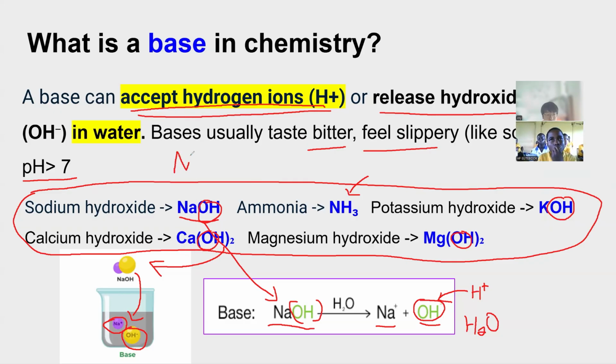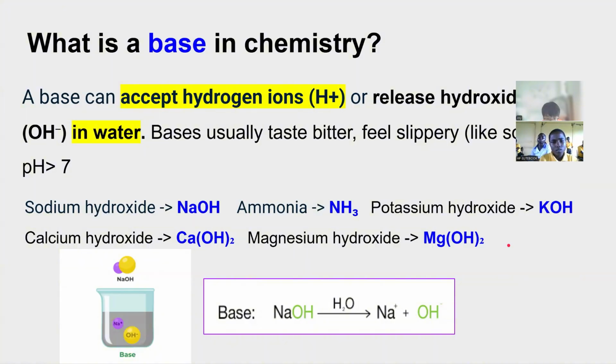So sodium hydroxide, we learned it becomes Na plus H2O because OH adds a hydrogen ion there. And ammonia, you can see that it's NH4 plus when a hydrogen ion is added, and so on. And these are all examples of bases.